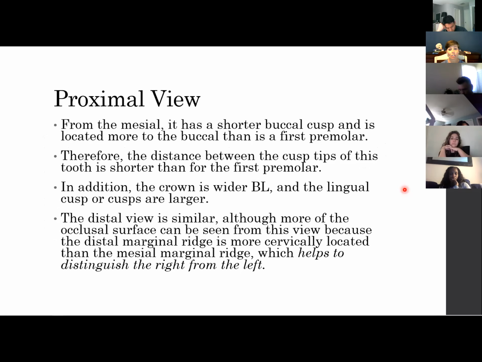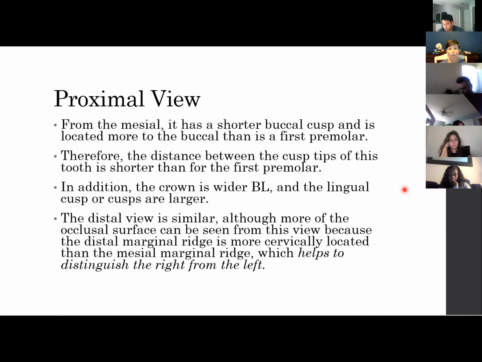All right, so looking at the proximal view. From the mesial, it has a shorter buccal cusp. So when you're looking at it from the mesial, the buccal cusp is a little shorter and is located more to the buccal than the first premolar. Therefore, the distance between the cusp tips of this tooth is shorter than that of the first premolar. So the distance between the two cusps are different. And we already said that, right? So for the first premolar, the buccal cusp is higher, the lingual cusp is lower. Whereas for the second premolar, they're a little bit more even, okay?